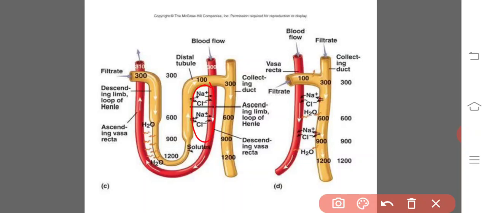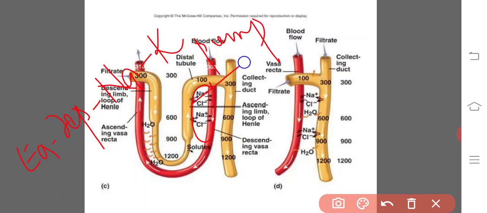It always takes place through the energy dependent sodium potassium pump. And due to the accumulation of salts within the medullary tissue, there will be enhancement of the concentration.